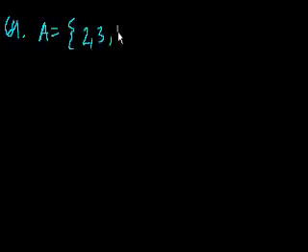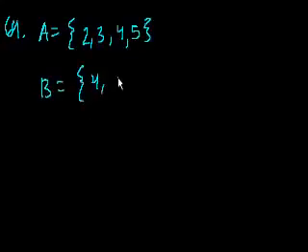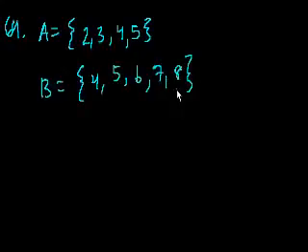Problem 64. Let's see, they tell us that A is equal to a set of numbers. I don't know what the context is yet. 2, 3, 4, and 5. And they tell us that B is equal to another set of numbers. 4, 5, 6, 7, and 8. Two integers will be randomly selected from the sets above. One integer from set A and one integer from set B. What is the probability that the sum of the two integers will equal 9?